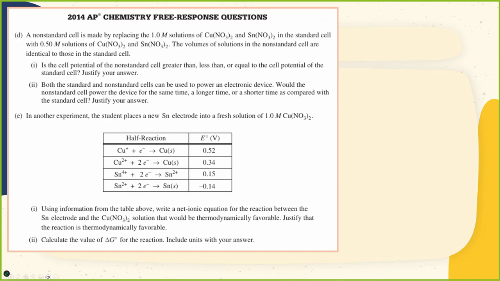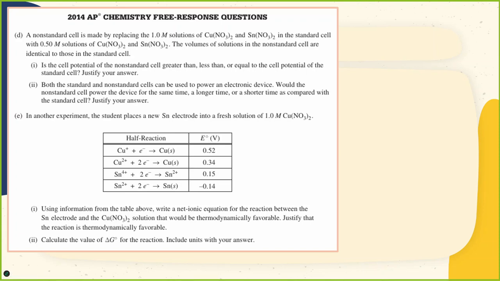Oh, here's a lovely electrolysis question. I know you guys are all loving these ones from the quiz and everything. So let's take a look at the electrolysis question. A non-standard E cell is made by replacing the 1 molar solutions of copper and tin in the standard with 0.5 molar solutions of the copper and the tin. The volumes of the solutions in the non-standard cell are identical to those in the standard. Is the cell potential of the non-standard cell greater than, less than, or equal to the cell potential of the standard?